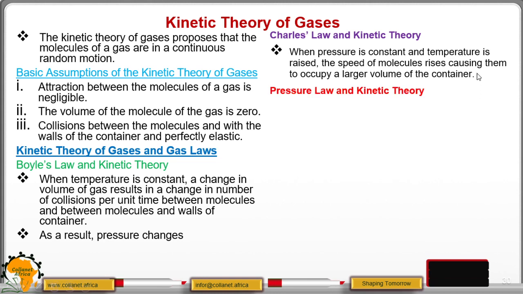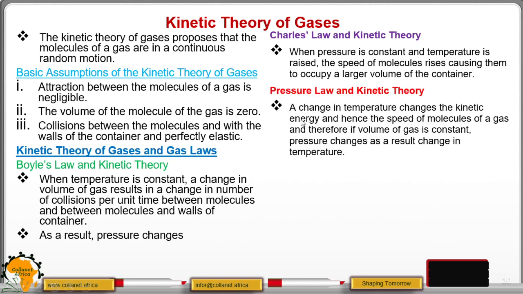Then we have the pressure law and kinetic theory. A change in temperature changes the kinetic energy and hence the speed of molecules of a gas. Therefore if the volume of gas is constant, remember in pressure law the volume is constant, and you are increasing the temperature, so you are giving those particles energy, therefore you increase their collisions, and by so doing you find that the pressure will also increase as a result of the change in temperature.